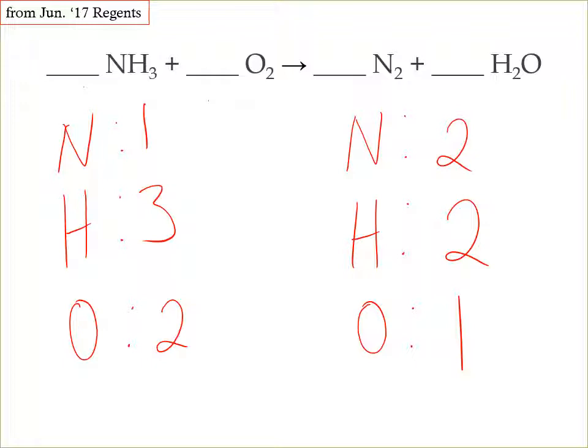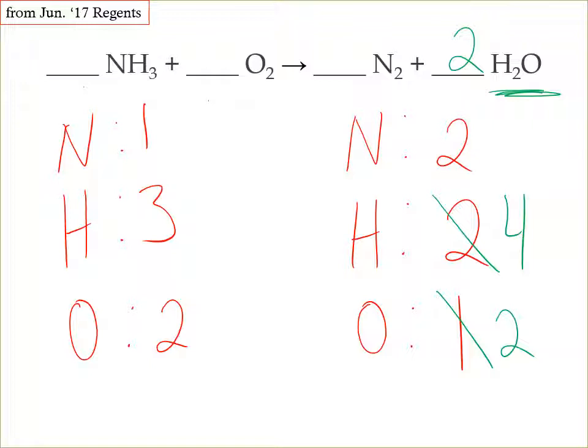I have one oxygen on the right, and I have two oxygens on the left. I'm going to put a 2 right here to multiply this whole molecule over here by 2. That gives me the two oxygens to balance out. It also, though, changes my hydrogen number, and it gives me now 2 times 2 is 4 hydrogens. So I've now balanced my oxygens, but I messed up the balance with the H's. I have 4 on one side and 3 on the other, and my nitrogens are still unbalanced. I have 2 on the right and 1 on the left.